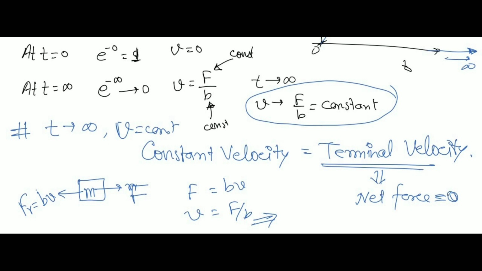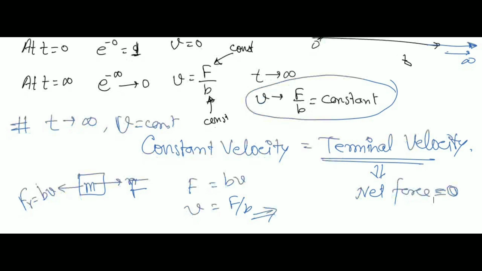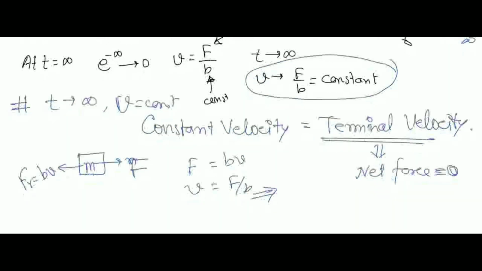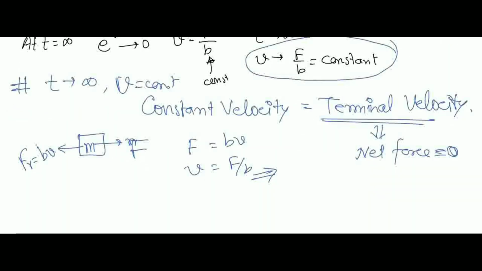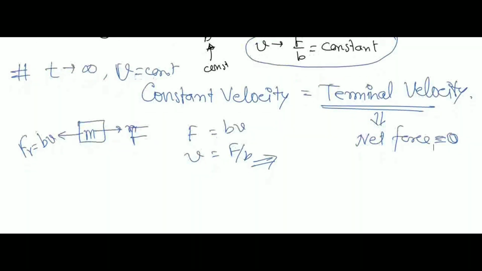If the net force is zero, then the velocity is constant. You already know this from Newton's laws of motion: if the net force is zero, there is no acceleration, and if there is no acceleration, then the velocity is constant. That constant velocity where the net force is zero is called the terminal velocity. So here I wished to introduce the concept of terminal velocity. In the next lecture we will be dealing with more problems.